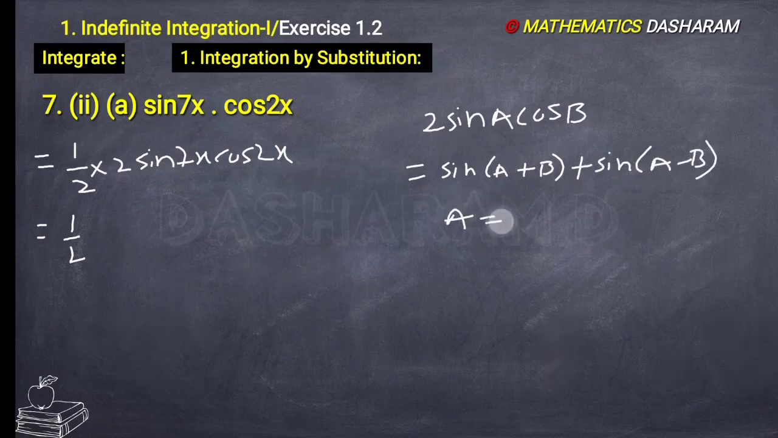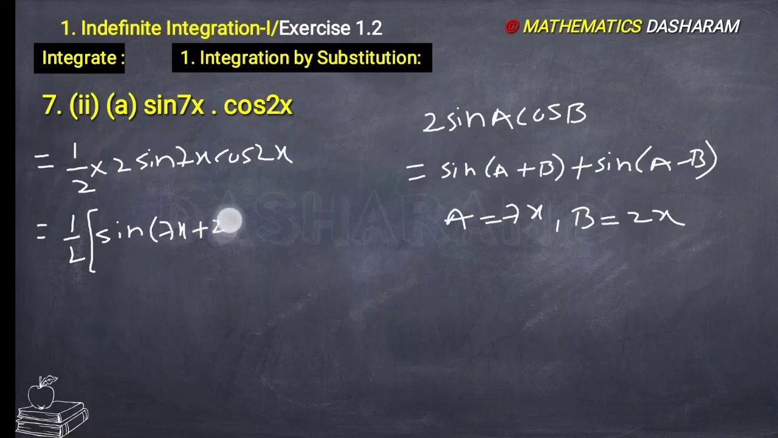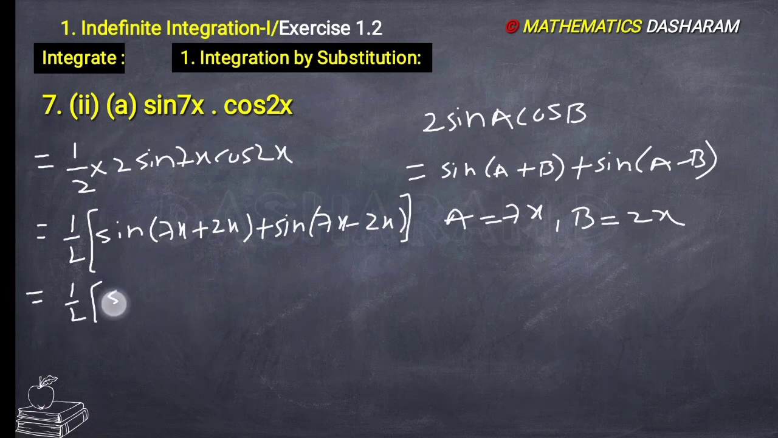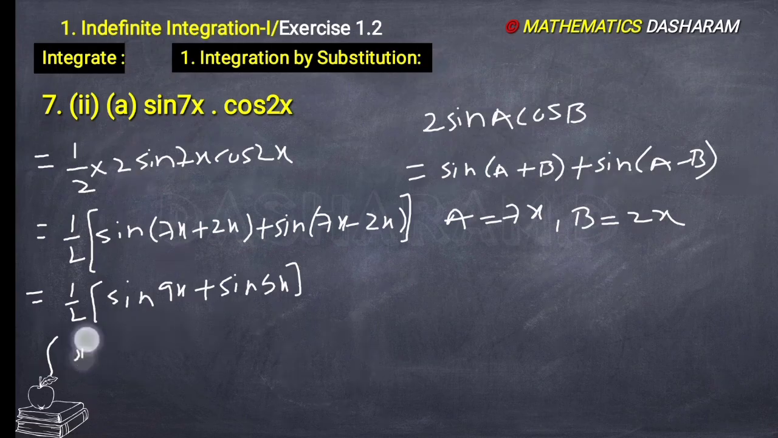So here A value is 7x and B value is 2x. So sin(A+B) = sin(7x+2x) plus sin(A−B) = sin(7x−2x). So it is equal to 1/2 [sin(7+2)x = 9x, and 7−2 = 5x]. Now apply the integration for the given question.